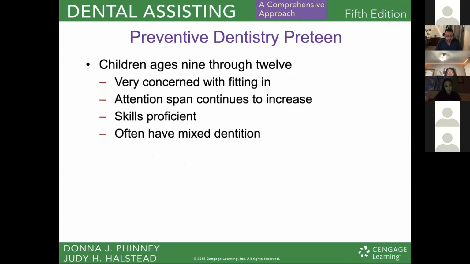Children ages 9 through 12 often become concerned with fitting in. So it's very important for children at this age to fit within their peer group. This age group is proficient in oral hygiene. Further teaching can be done through the use of realistic visual aids. Rewards work well with this age group, and instruction may need to be given on how to care for mixed dentition, so where they have baby teeth and adult teeth in their head. And mixed dentition is usually found in this age group.